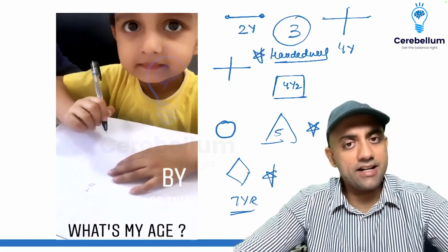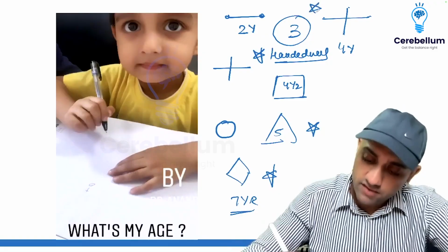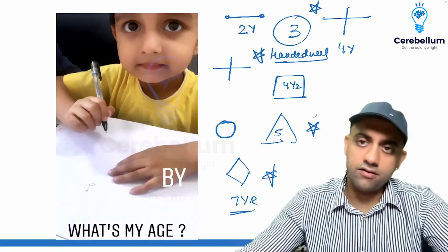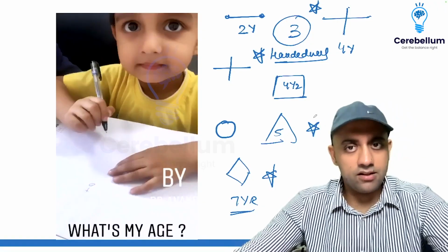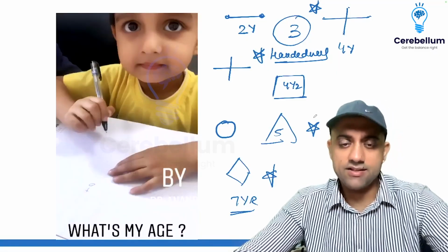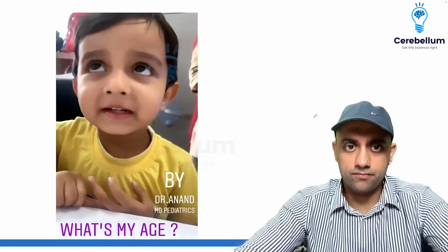FMG question: handedness comes by how many years? Circle, when can a baby make it? All these are back-to-back MCQs. So 2-year straight line, 4-year plus, 3-year circle, handedness comes by 3 years, 4.5 square, 5-year triangle, 7-year diamond. That you should know.